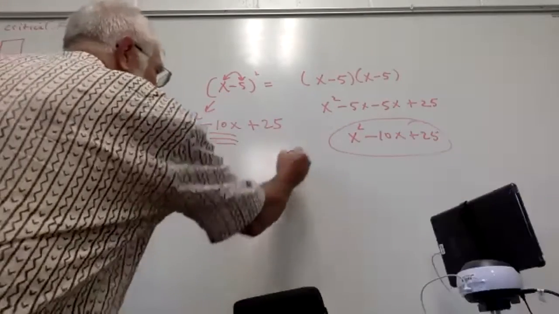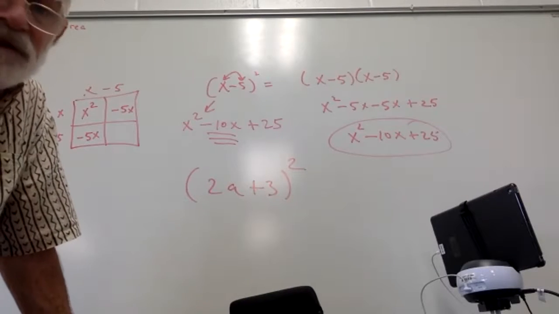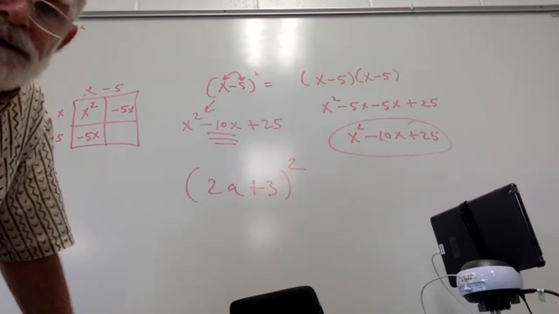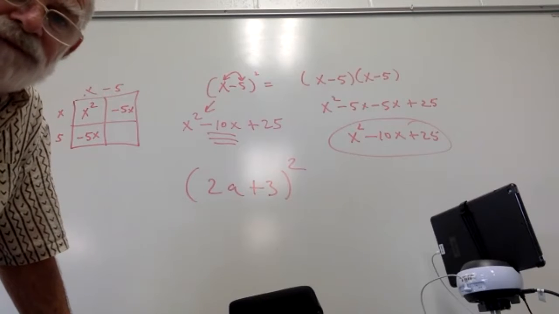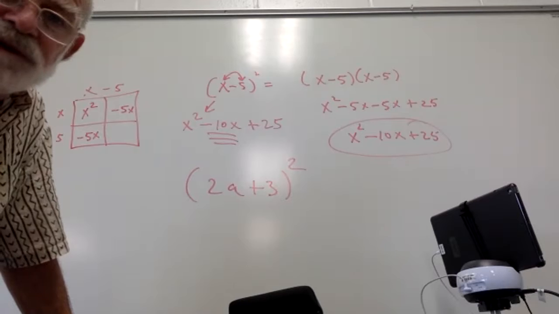So can you do this for me? 2a plus 3 squared, can you just write your answer down? I'm trying to save you time. So I'll put a little effort in it, see if you can get it. And we're going to build on that to our exponential rules. So write your answer out. Should take you 10 seconds once you see the pattern.